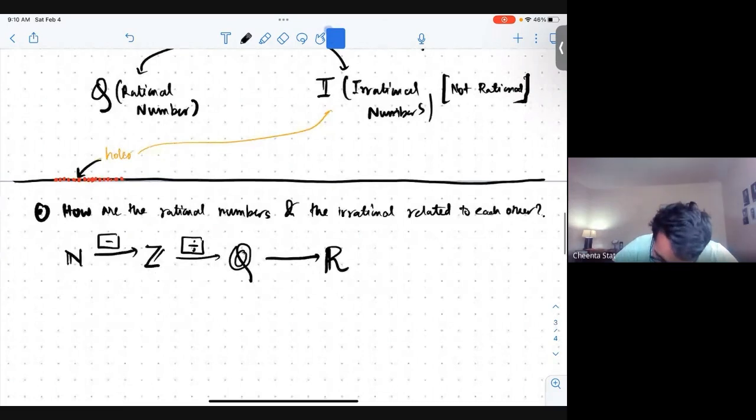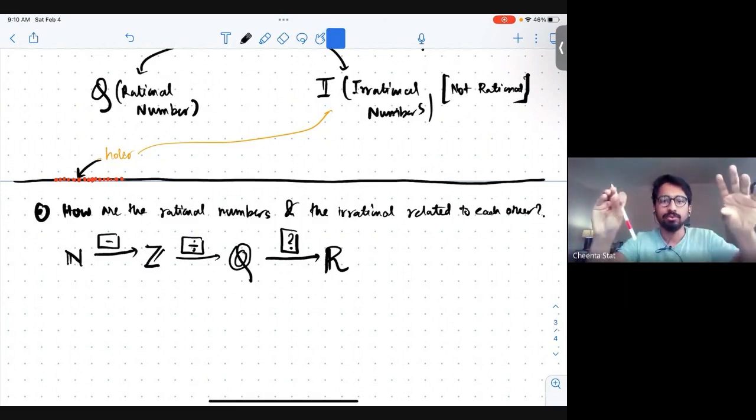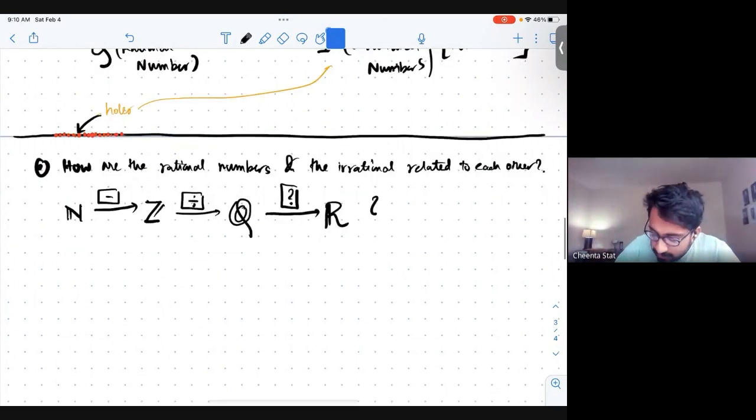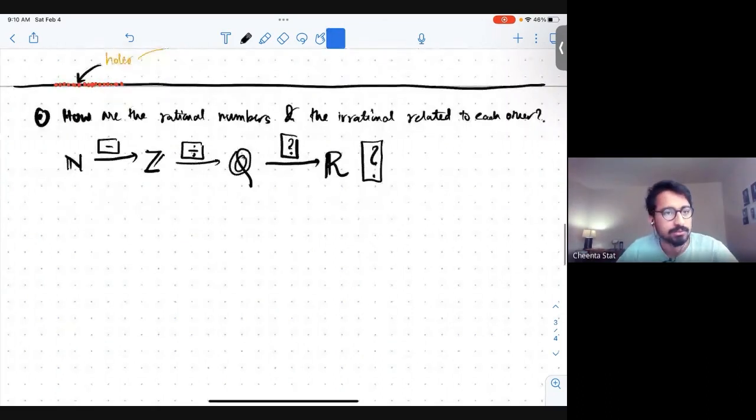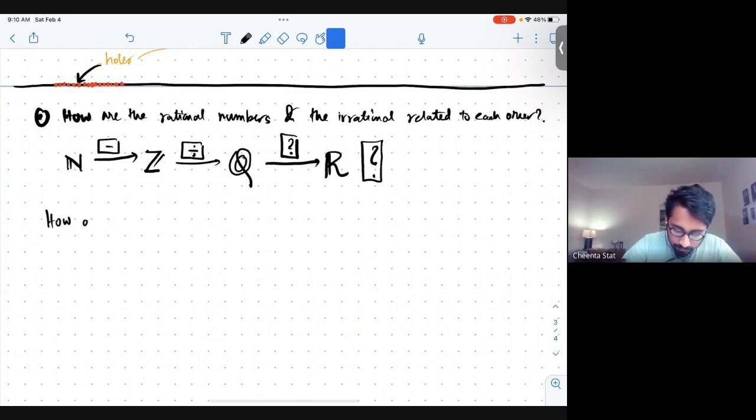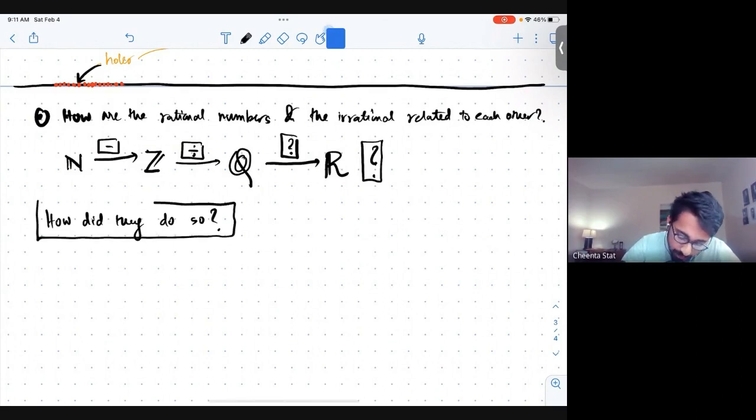So how can we jump from this? How can we use these rational numbers as a building block to build the real numbers? That was the question they really thought about. And the next part of the lecture, the next part of the discussion, will be focused on this. How did they do so? And this story is really intriguing, and you will see everything coming up so naturally.